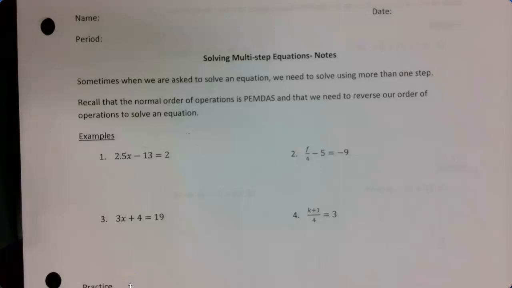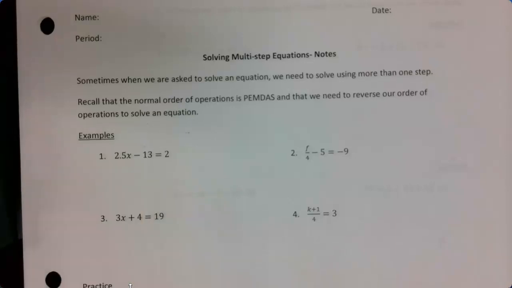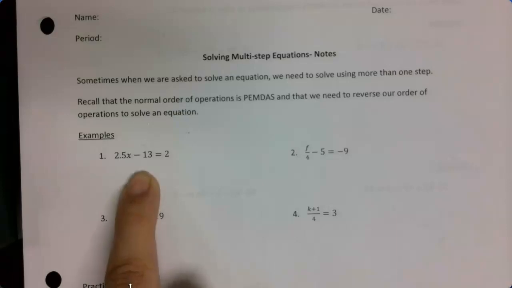Today we are solving multi-step equations. This is kind of putting together what we were doing yesterday and then the equation. So, on this I want to do PEMDAS in the opposite order. What's the first step to solving this equation for number 1?